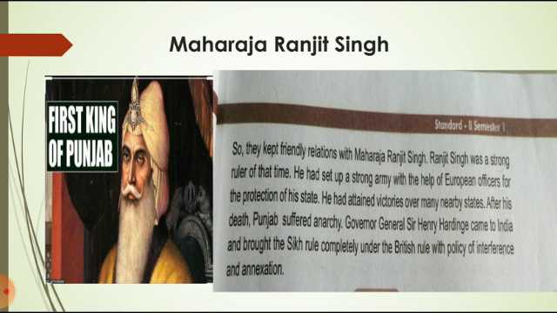But what happened? He had attained victories over many nearby states. After his death, Punjab suffered anarchy. Anarchy means the absence of government and the freedom of individual. That is, the government interference is not at all there. No rules and regulations, no policies, only the individual's freedom. What you tell, that is perfect, right? So that was one of the basic things. So after the death of Maharaja Ranjit Singh, Punjab suffered anarchy.